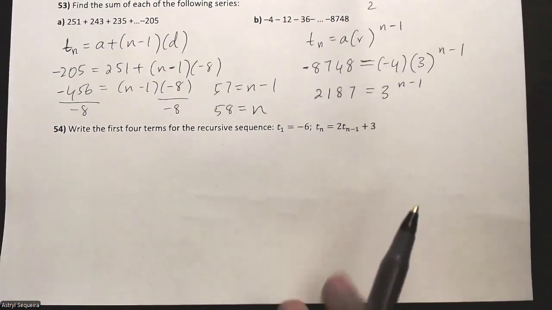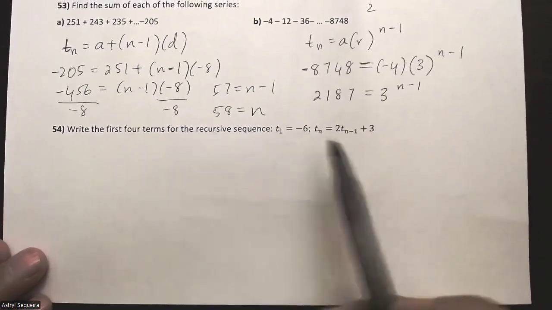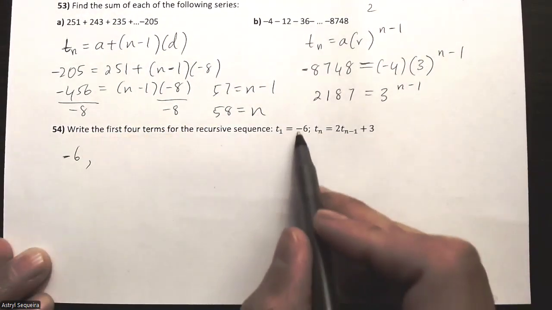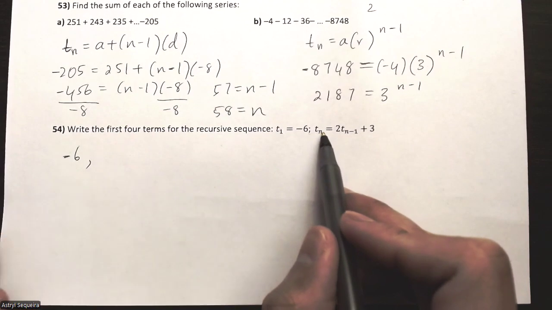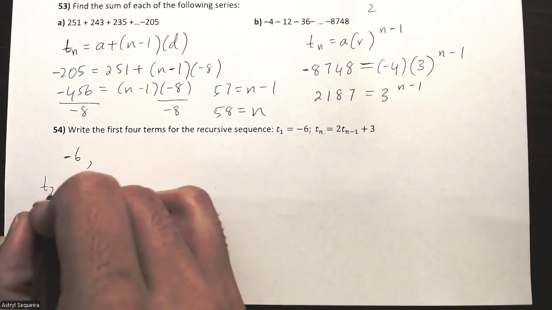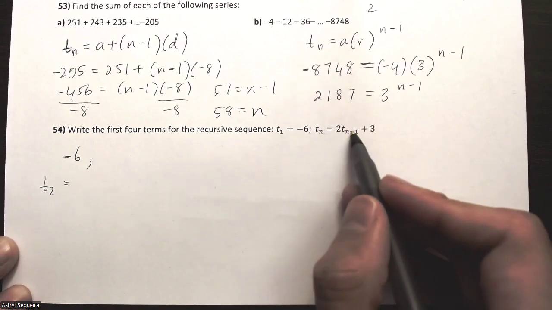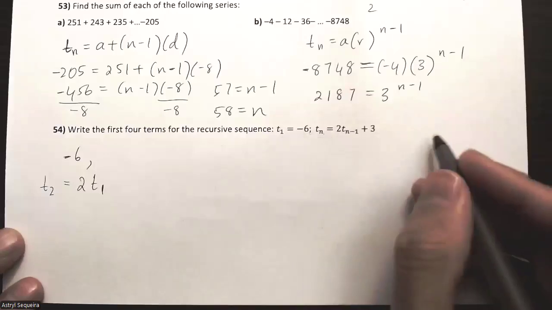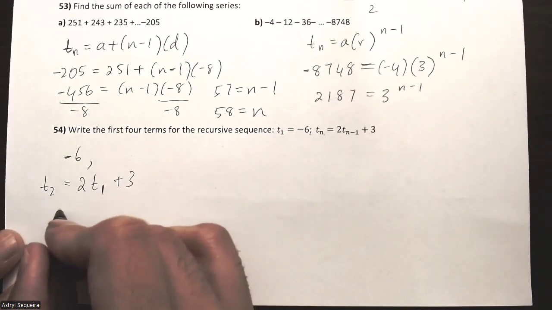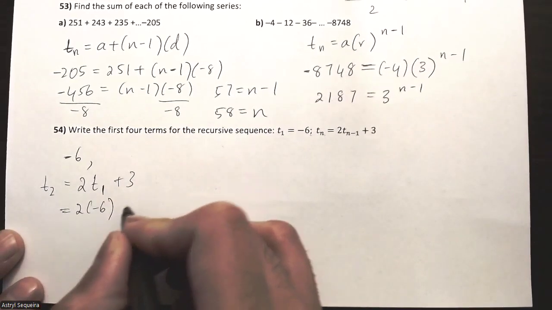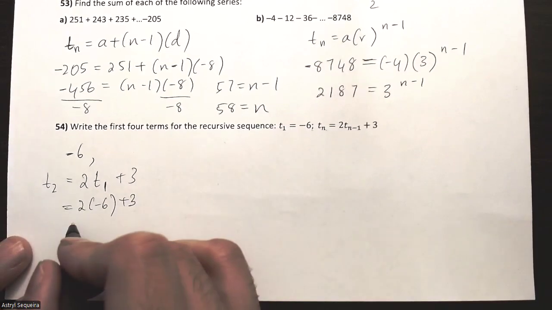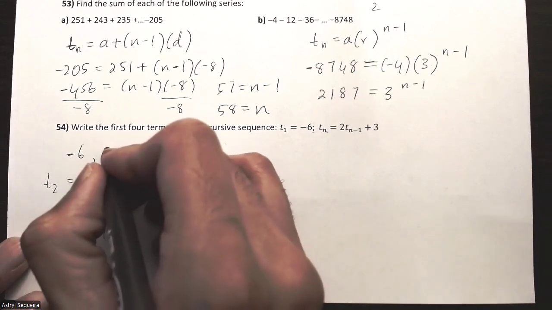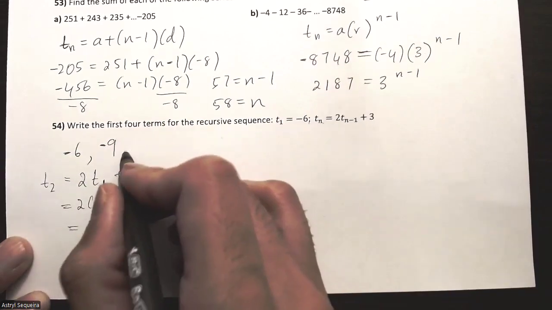Question number 54, find the first 4 terms of the recursive sequence. So we know the first term is negative 6. To find the second term, I'm going to use the recursive sequence. So the second term is just equal to 2 times the first term plus 3. So that's 2 times negative 6 plus 3, which is negative 9. So my next term here is just negative 9.